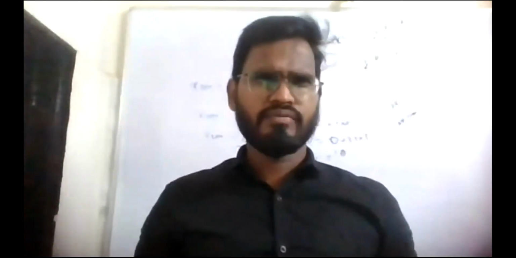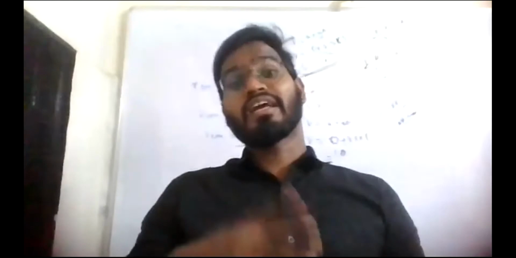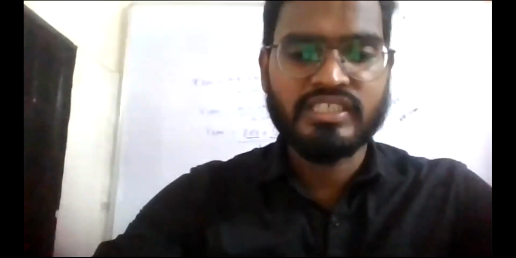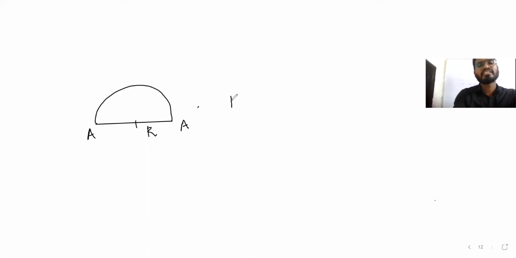Now we can see the circumference of a semicircle. The circumference of a circle is 2 pi r, and a half circle is divided by 2, so pi r. So we can say the semicircle is pi r only, and the distance is going to be pi r.